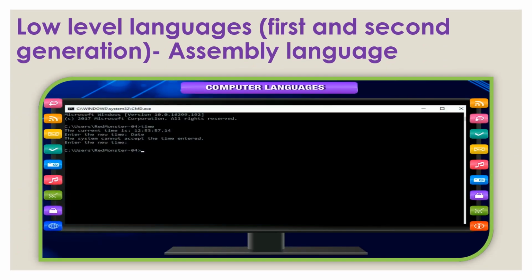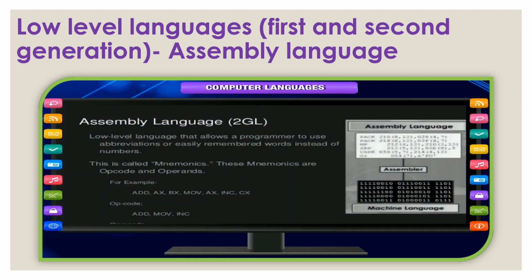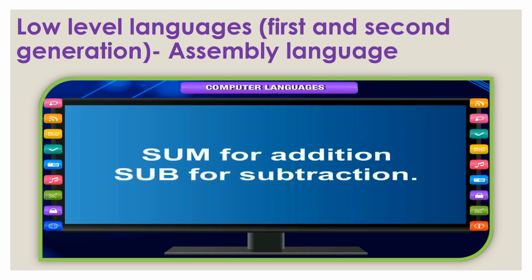Assembly language. Coding a program in binary form was very difficult. To overcome the difficulties of writing machine code, assembly languages were developed in the 1950s. These languages used symbolic codes called mnemonics to write instructions. A mnemonic is a short name given to instructions. For example, sum for addition and sub for subtraction.